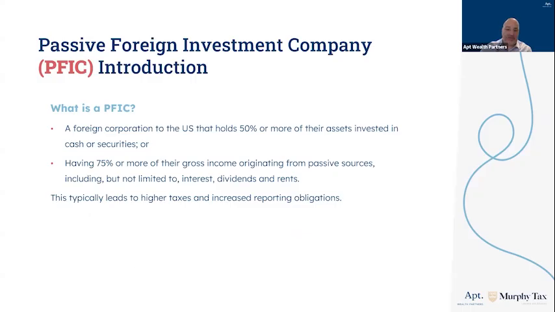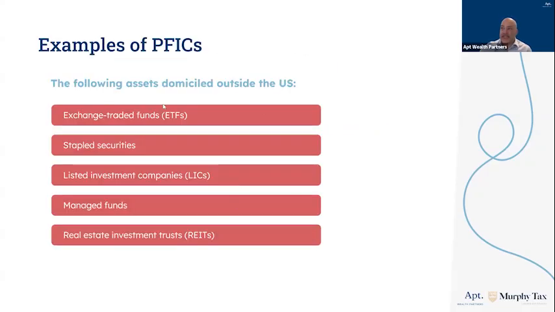So passive foreign investment company. This is a US tax term and relates to assets that are domiciled outside of the US. This is the technical definition of it on the screen there. But I'll talk about it in more practical terms and give you some examples. These assets that are domiciled outside of the US would typically trigger what they call passive foreign investment company treatment on your US tax return.